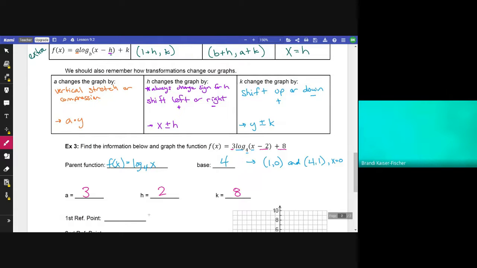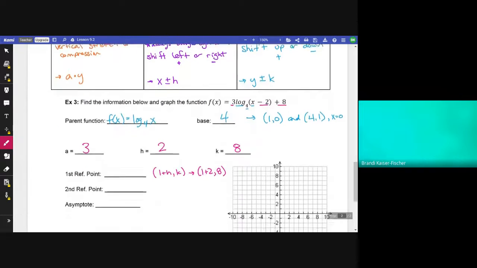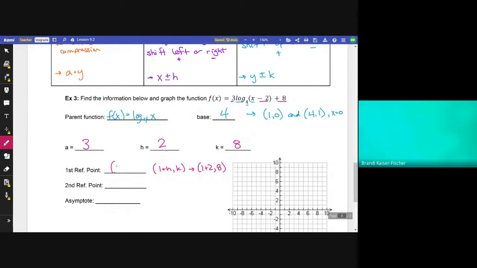And that's the information that we need to use whenever we write down our rules for our reference points. So first reference point, the rule says we want to take 1 plus h and then put in the k. So in this case, if I fill things in, 1 plus 2, and then k is 8. Our first reference point, when we simplify that, is 3, 8.